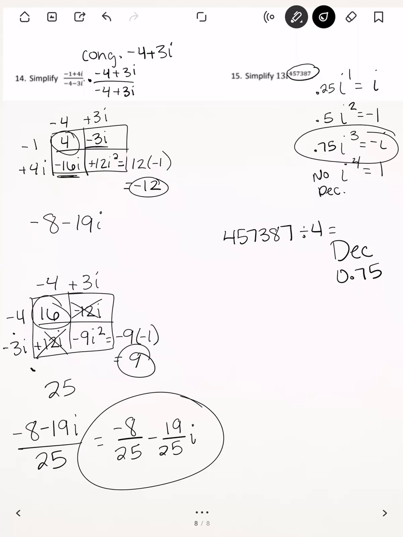So what I'm going to do is replace i to the 457,387th power with negative i. So I get 13 times negative i, and when I multiply them, I get a negative 13i. And that is my answer.